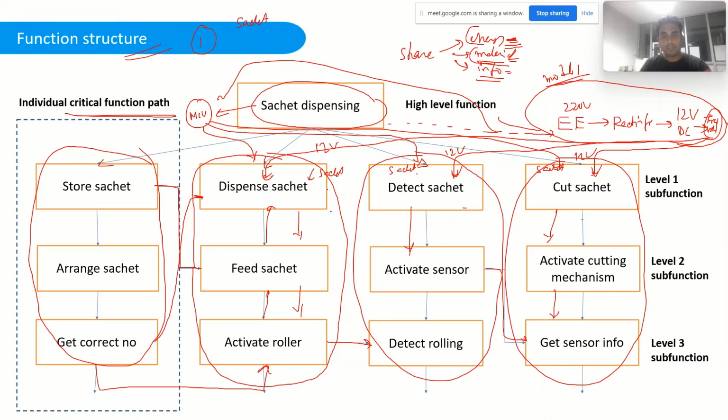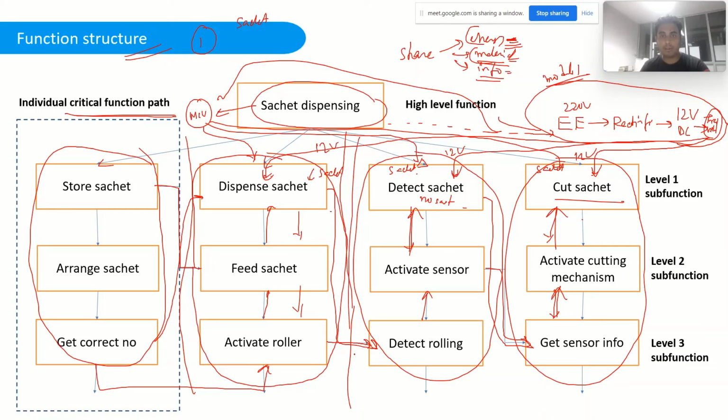For detecting, it first detects the rolling function, then it activates the sensor and detects the sachets, so it detects the particular number of sachets. Once it detects them, it takes this as sensor information, activates the cutting mechanism, and then cuts the sachets. So this is more like a linear process. However, this linear process has four distinct functional blocks.